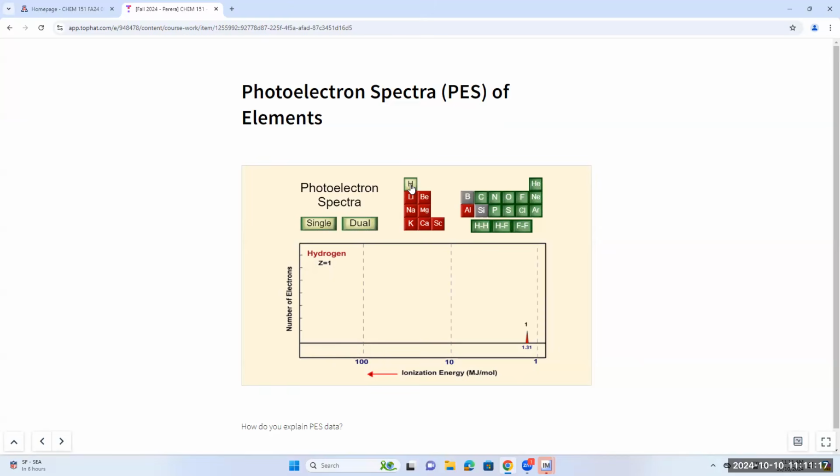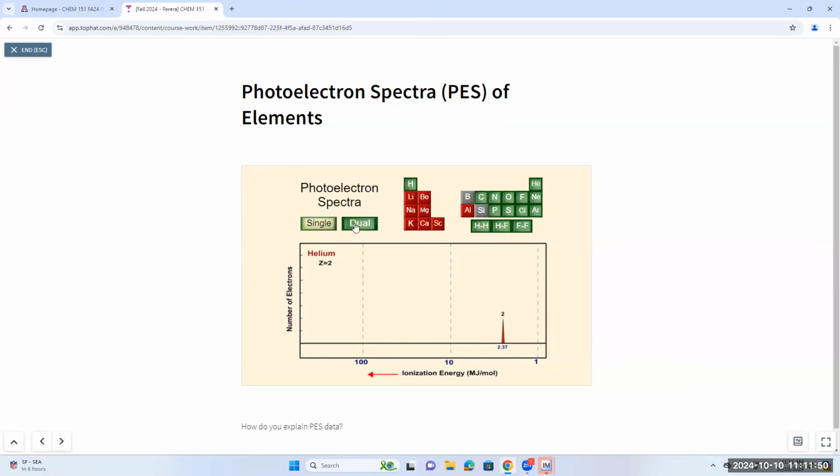So if somebody asked me to draw the photoelectron spectrum of helium, I would draw something like this. Okay, it has two electrons rather than one. Therefore, the peak height will be twice that of hydrogen. And also, because helium has more protons in its nucleus, the ionization energy will be higher as well. So here goes nothing. All right. So this is what we would expect for helium.